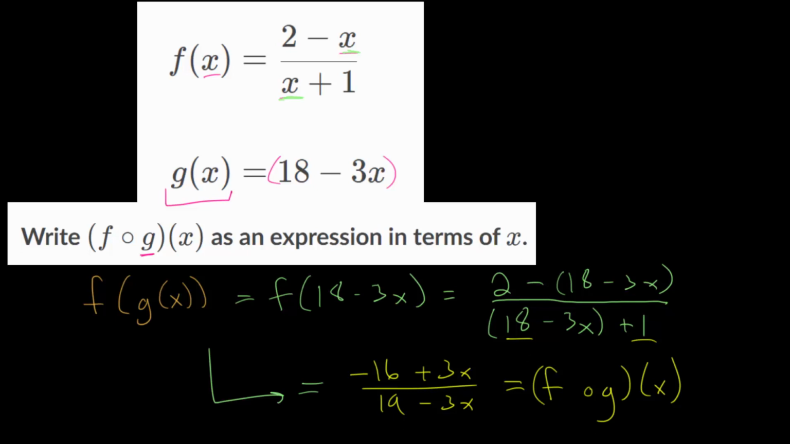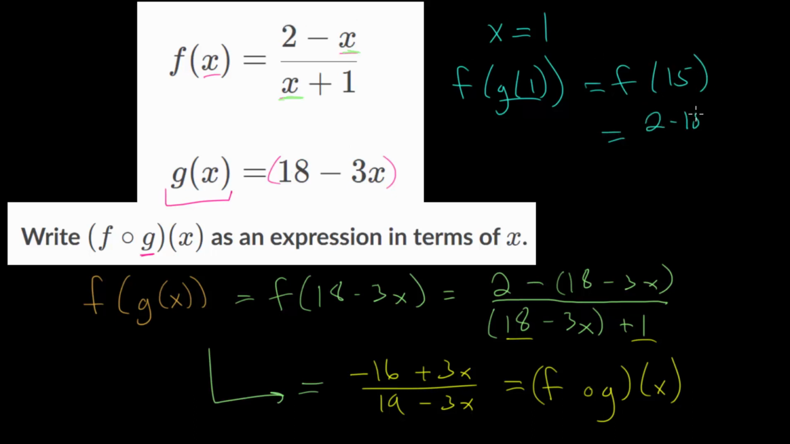Now, if you do want a way to check this, you could evaluate this numerically. Let's say we want to set x equal to 1. Then we can evaluate f of g of 1. We can do g of 1 first. That's 18 minus 3, which is 15. So we have f of 15. And plug in 15 in there. We get 2 minus 15 over 15 plus 1. So this is negative 13 over 16.